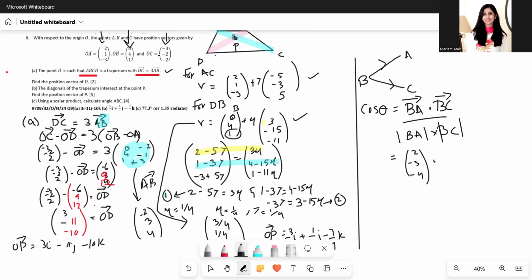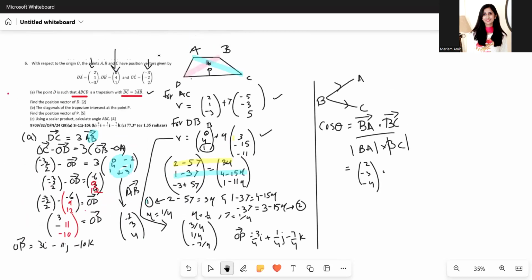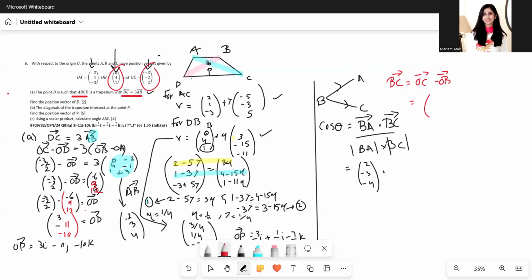Now we need BC. Let me do the working for BC here. BC is OC minus OB. Let me, in fact, do it on the right side. So BC is OC minus OB. So if I do that directly, it's going to be this minus this. So we have a -3, we have a -6, and we have a 1. So dot -3, -6, 1.